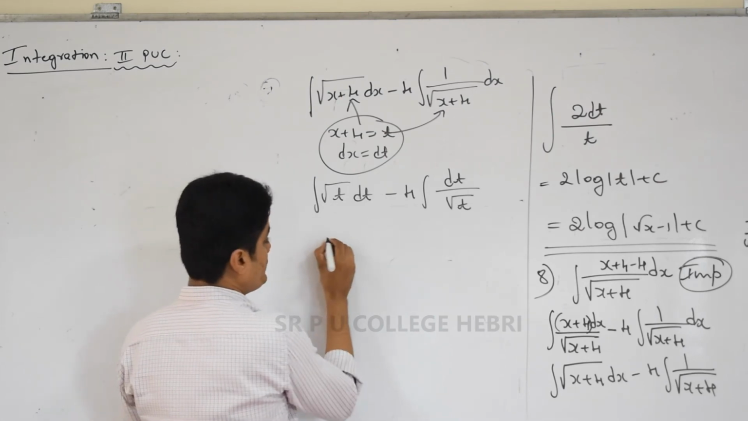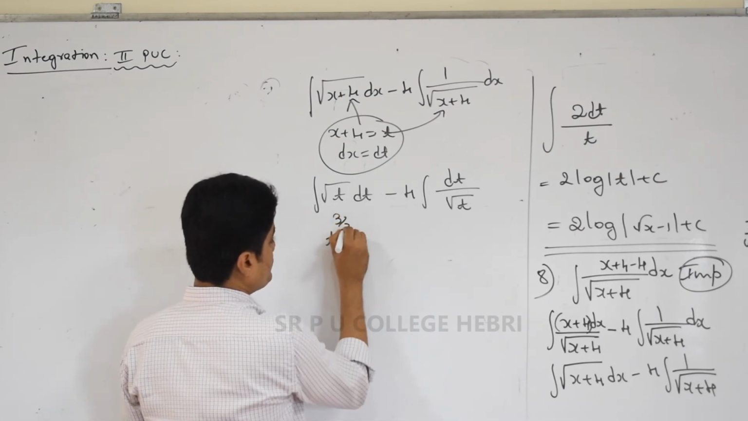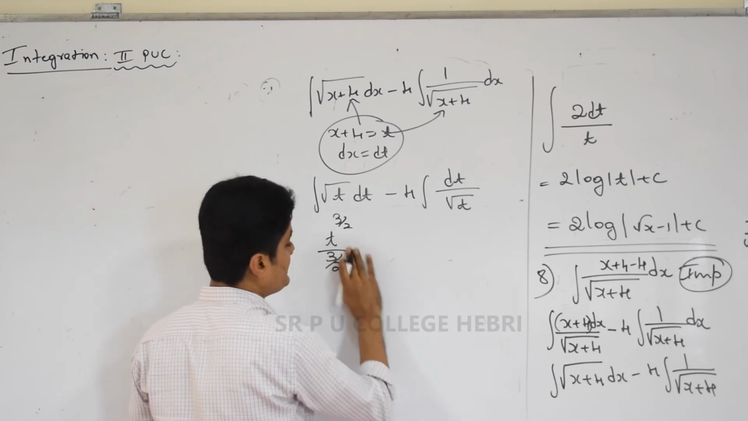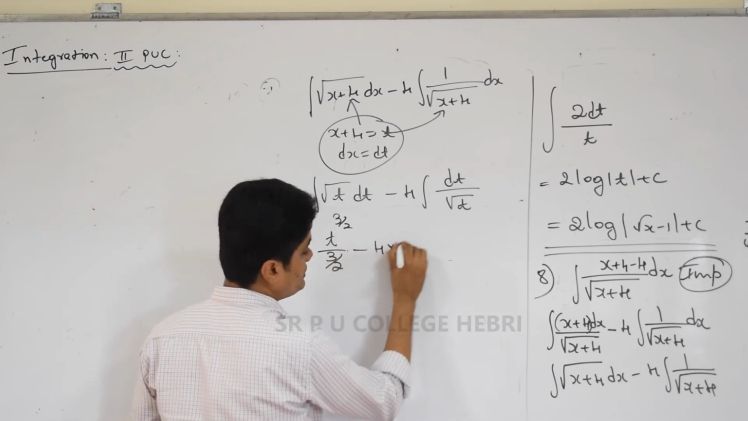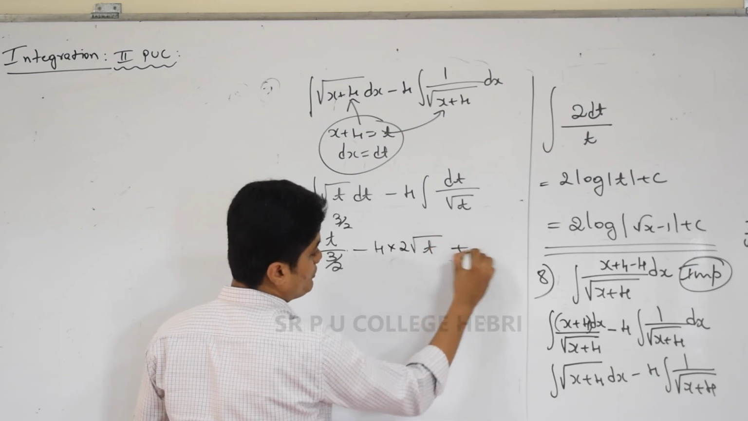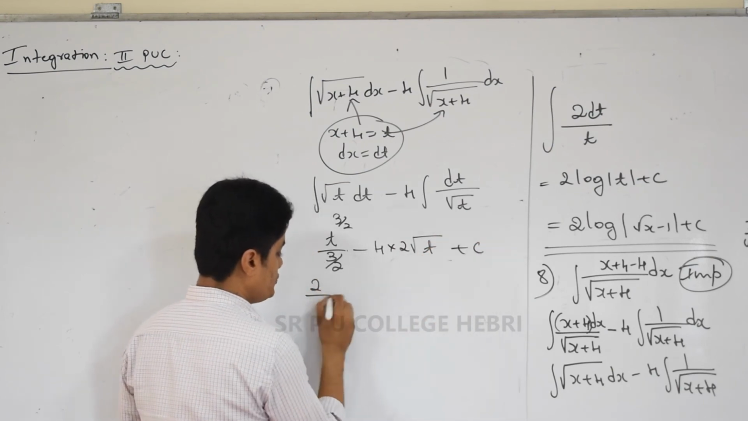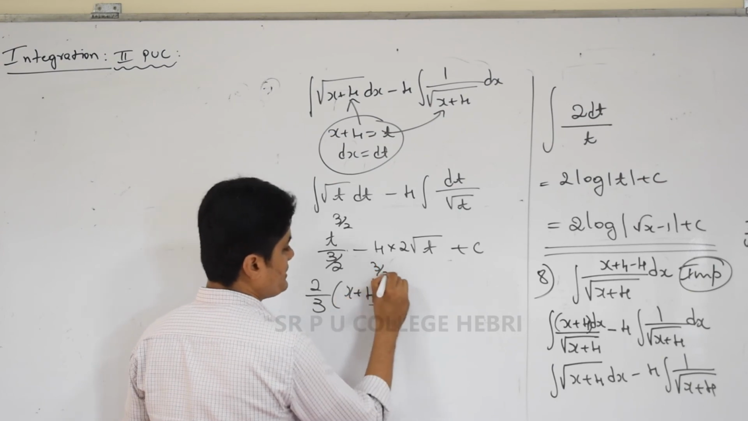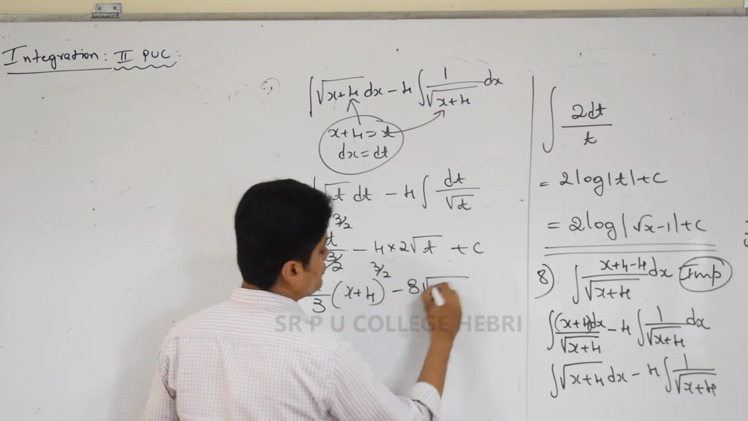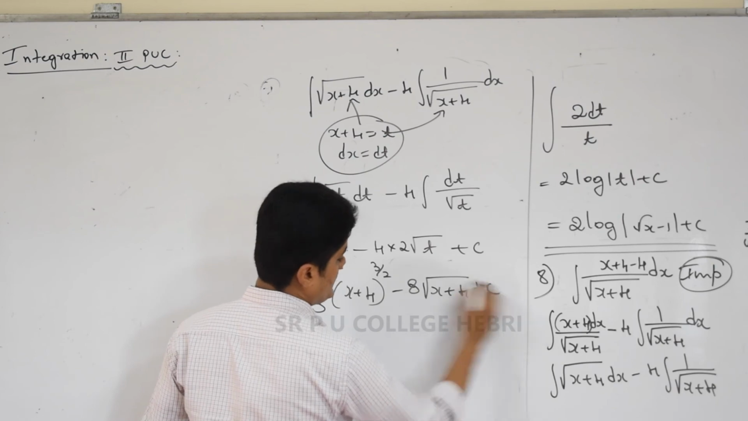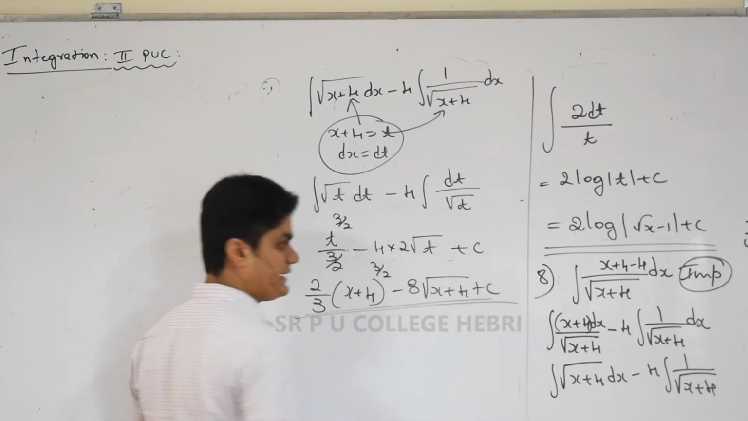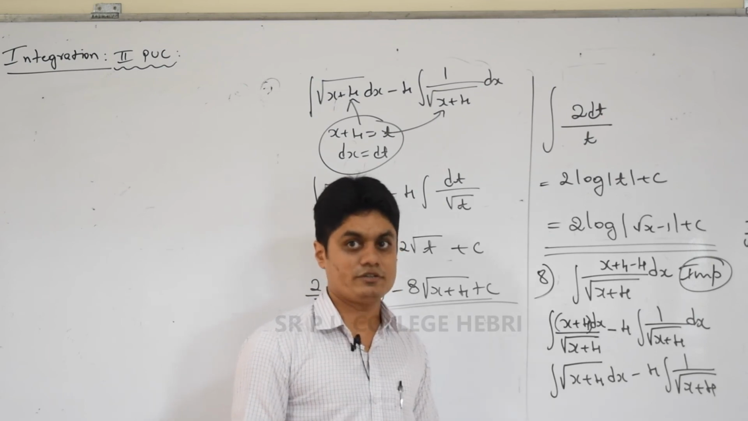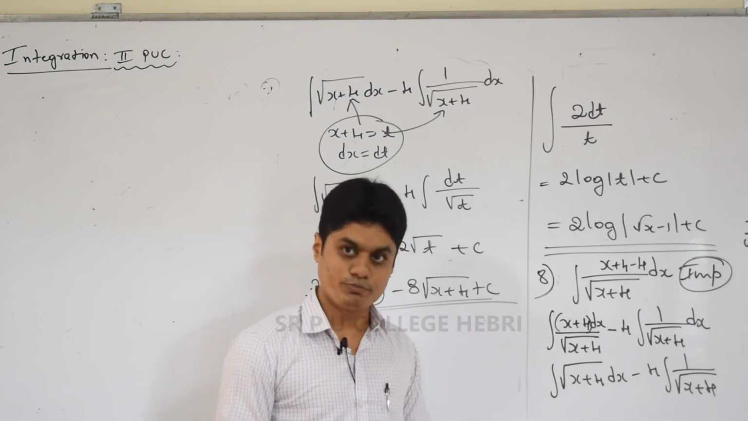What is the integration of root t? t power 3 by 2 by 3 by 2, plus c. I hope you agree with this. Once the integration of minus 4 into 1 by root t, you know this, 2 root t, I already told about this. So 2 by 3 into x plus 4 whole power 3 by 2, minus 8 into root of x plus 4, plus c. This is the final answer for this particular problem. It is a little difficult, so observe it correctly. An important question also. Okay, I hope you understood.